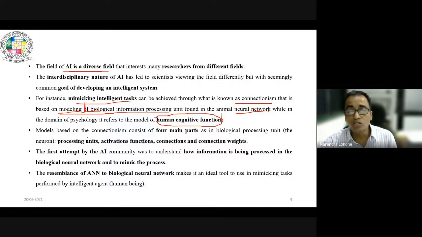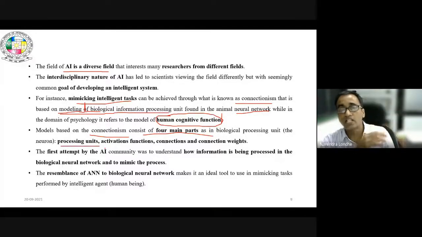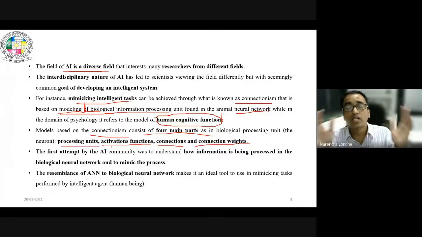And this model, based on connectionism, consists of four main parts. The first one is the processing units. Yes, your data will be taken and the data will be processed. Okay, the data will be processed using some weights that you assign or by applying some convolution filters. After that it will be given to the activation functions, which will perform the task of the neurons or the cognitive functions. Then there will be connections, and connection weights are there. So bringing all these four components here, connectionism is installed into AI systems.